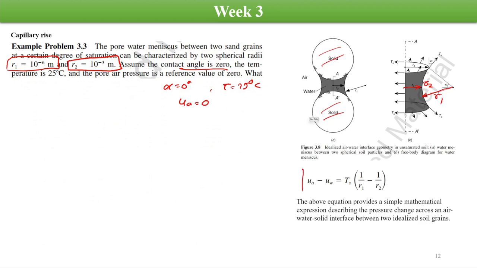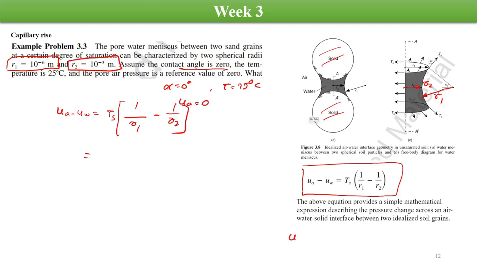Here we'll use another form of this equation, for the pore water pressure, that is for the matrix suction. So let me write here, UA minus UW is going to be the surface tension times (1 upon R1 minus 1 upon R2). The value of TS is approximately 72 millinewton, so we'll convert it to Newton by multiplying by 10 to the power minus 3, and we'll take the radii as 1 upon 10 to the power minus 6 minus 1 upon 10 to the power minus 3.